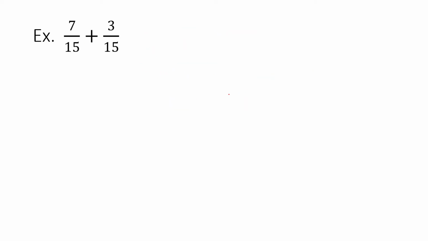Now let's have another problem. 7 over 15 plus 3 over 15. So the first step is to check your denominators. In this case, they have the same denominator, so we proceed on to the second step, which is you're going to combine the numerators, 7 plus 3, and then you're going to keep the denominator the same. So you're not going to do 15 plus 15, you're just going to have 15 only. So now you have 7 plus 3 all over 15.